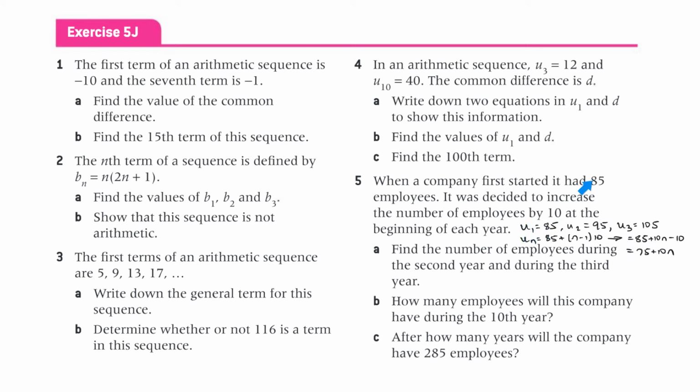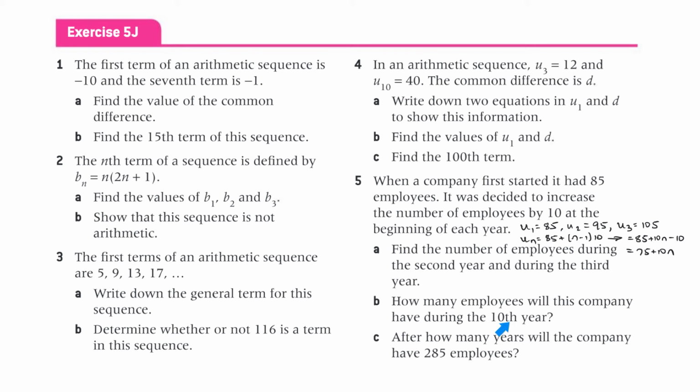We've got U1 is 85. They told us that. U2 is 10 plus that, so that's 95. And then U3 is another 10 on 95, is 105. We know the nth term formula is U1 plus n minus 1 d. So that's 85 plus n minus 1 times 10. And that leads us to 85 plus 10n minus 10 because I've expanded that, which is 75 plus 10n. Okay, we know that's right because if you put a 1 there, it's going to be 85. When you make n equals 2, it's going to be 95. And you put n equals 3, it's going to be 105. And that's what we expected.